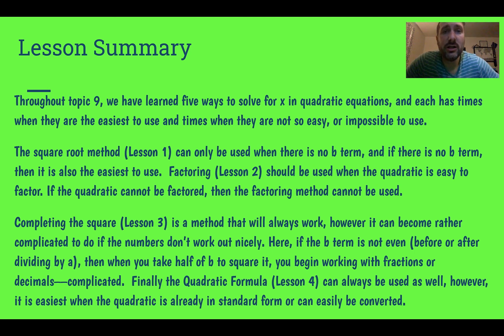Completing the square, which we learned about in lesson 3, is a method that will always work. However, depending on the other numbers, it can become pretty complicated to do because it all depends on b. So if b is not even to begin with, either before or after dividing by a, you're going to have to divide it by 2, which can give you some complicated decimals. So if you want to work with fractions or decimals, feel free to do completing the square. If it doesn't work out nicely, feel free to choose a different way.